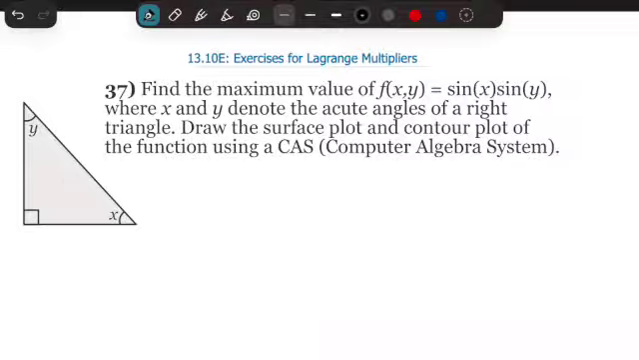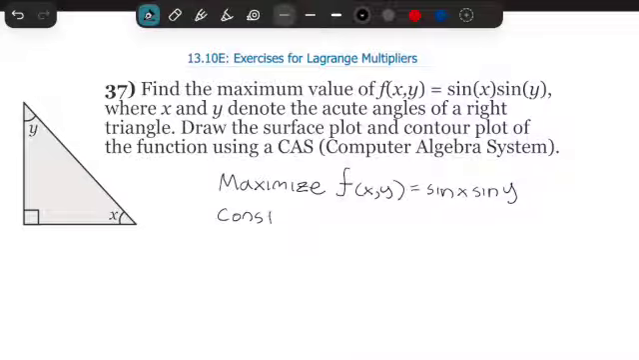Okay, so now let's actually use the Lagrange method. So we need to maximize the function f(x,y) equals sine x sine y, subject to the constraint, which we'll call g(x,y) equals x plus y minus pi over 2 equals 0.